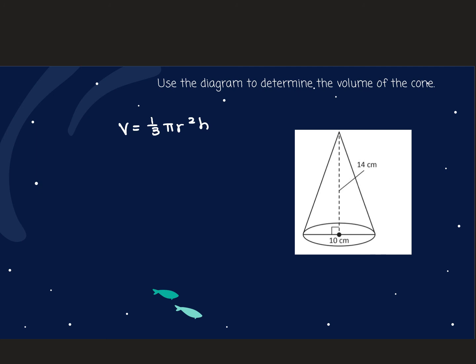Let's take a look at this example. I have V equals 1/3 times 3.14 times our radius. Here they gave us the diameter. So remember, the radius is half of the diameter. In this case, our radius is going to be 5 squared, times the height of 14. Once we multiply all this together, we get the volume of 366.33, and we're going to put centimeters cubed.